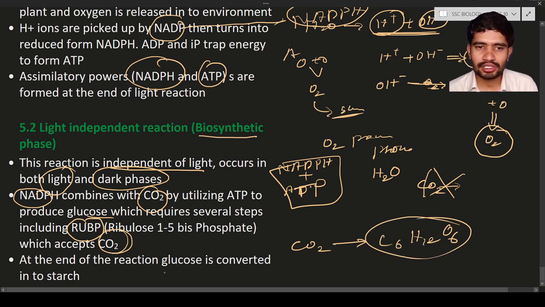At the end of the reaction, the glucose is converted into starch. There are many glucose molecules, and these glucose molecules are going to turn into starch. So where is this going to occur? It is an enzymatic reaction. This enzymatic reaction of conversion of glucose to starch molecule is going to occur in the stroma of the chloroplast. Okay, and that's it.